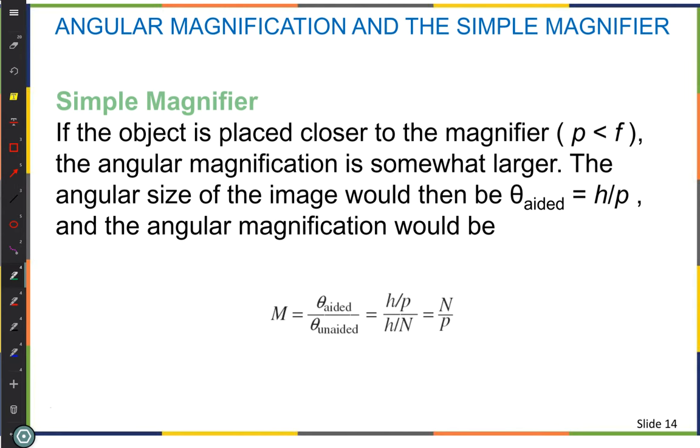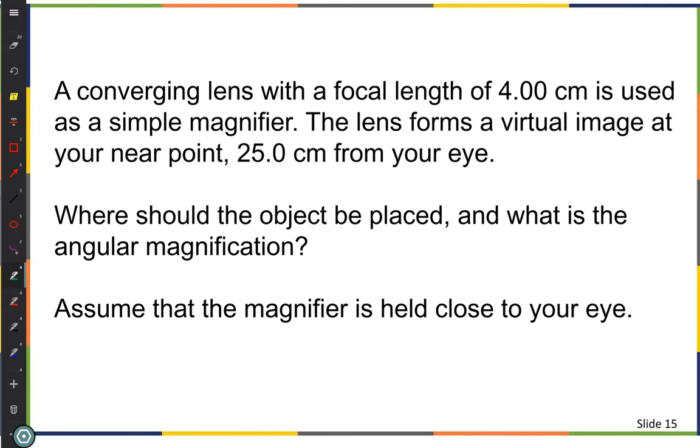Okay, I don't know why I repeated this. It's not exactly the same. Let's go through a little problem and then go to telescopes. A converging lens with a focal length of 4 centimeters is used as a simple magnifier. The lens forms a virtual image at your near point, 25 centimeters from your eye. Where should the object be placed and what's the angle of magnification?